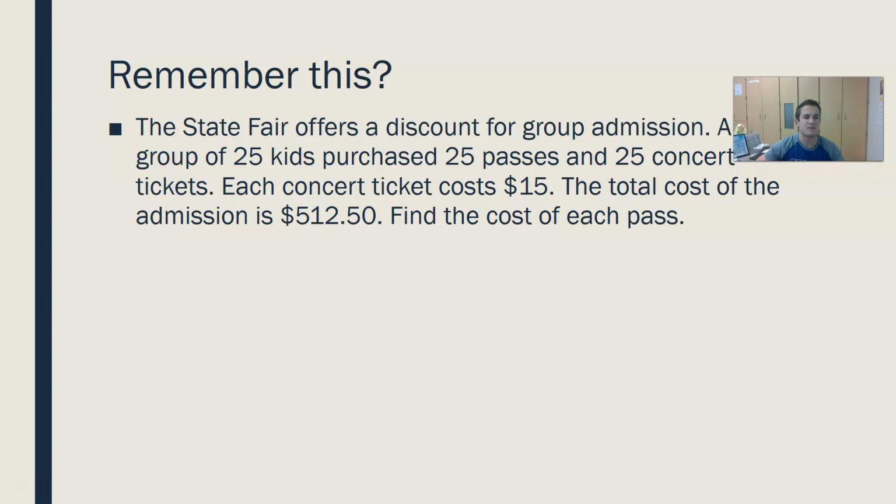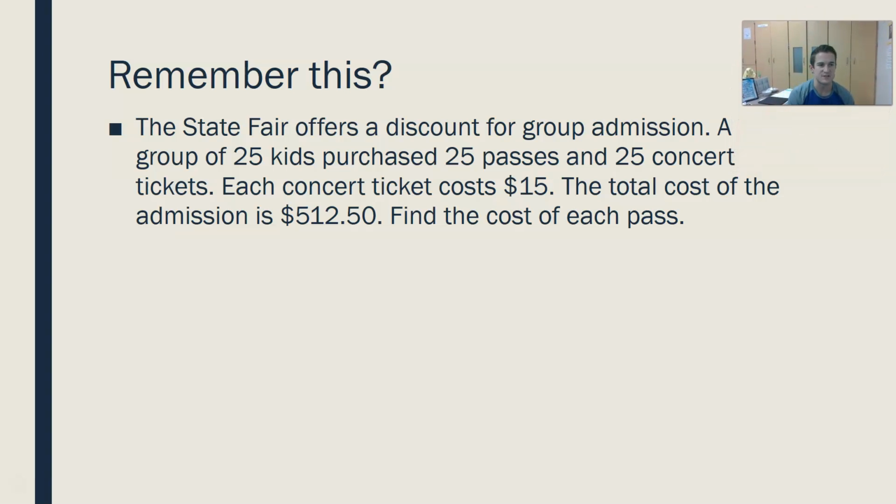Now we're going to talk about some real world story problem scenarios that we're going to try to create equations for. So we saw this one the other day. I told you we'd come back to this, right? So the state fair offers a discount for group admission. I talked about this in relation to myself. A group of 25 kids purchased 25 passes and 25 concert tickets. Each concert ticket costs $15. The total cost of the admission is $512.50. Find the cost of each pass. Okay. So they needed to buy 25 passes and 25 concert tickets.